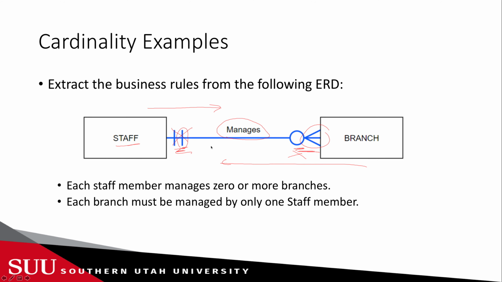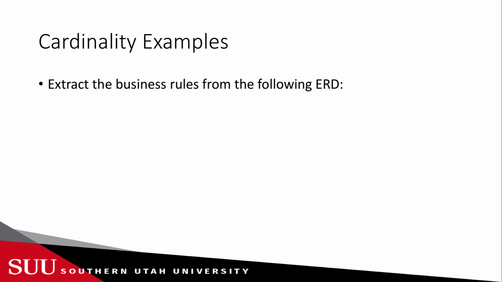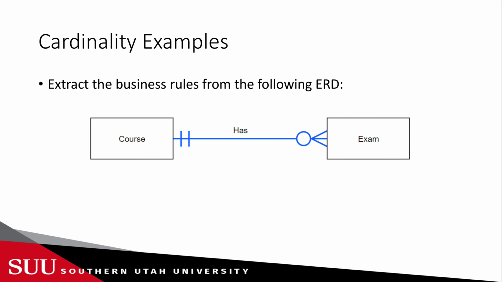Okay. Now let's look at one last example, extracting the business rules out of the following ERD. I have course and I have exam. So when I try to analyze this, again, if I'm reading this way, I will read this part, and if I'm reading this way, I will read this part. So a course can have 0 or more exams. Why do I say can? Because this is optional. So this translates to can.